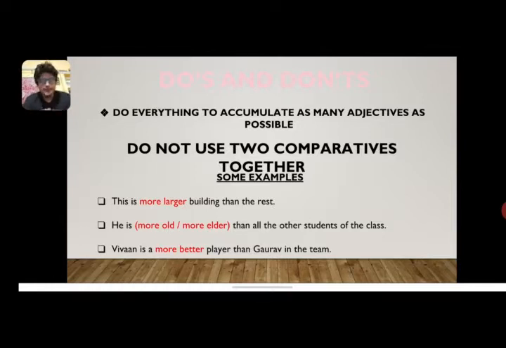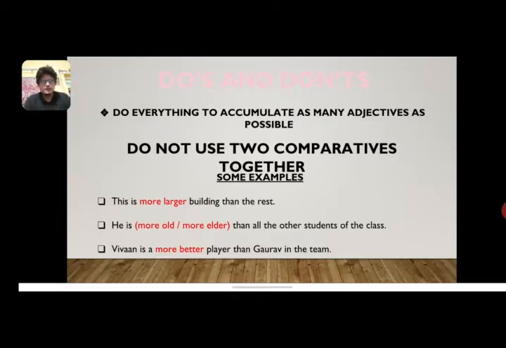If I talk about myself as a person, let us say I'm rude, or let us say I'm polite. So rude and polite again are adjectives. So in order to define everything, you need adjectives. So delve into this category, the vast ocean of English, as deep as possible. Then next up we've got don't. Do not use two comparatives together.